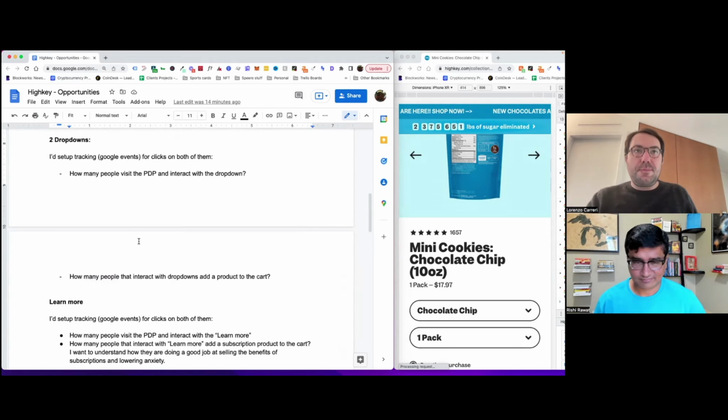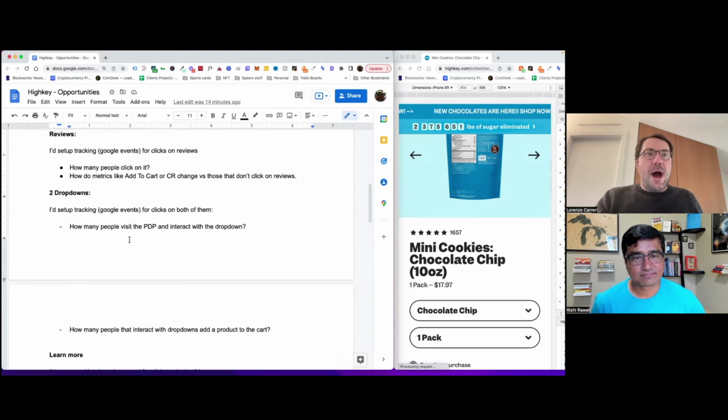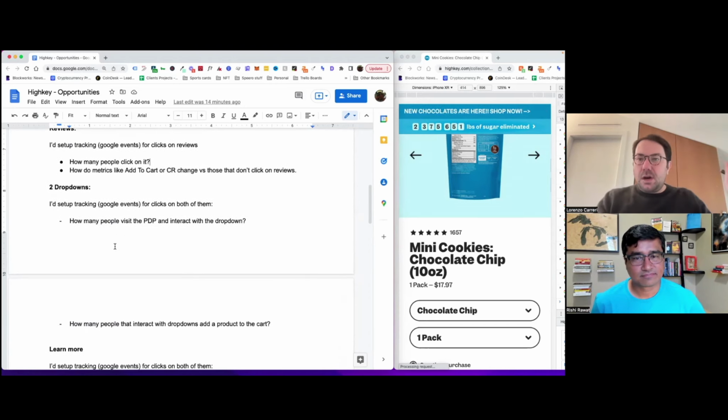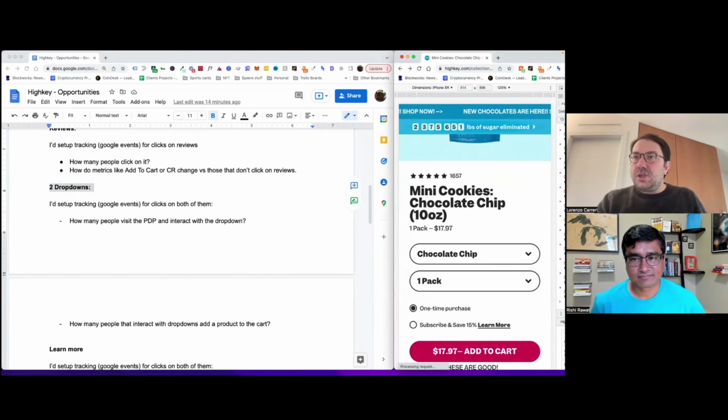You guys are going to be able to download it in the show notes here, but I'm not going to cover all of them. The next one I want to talk about is the two drop downs that they have here. The first one is about the flavor, and the other one is about the packs. There's an interesting UX choice that they've made here, which is a drop down.